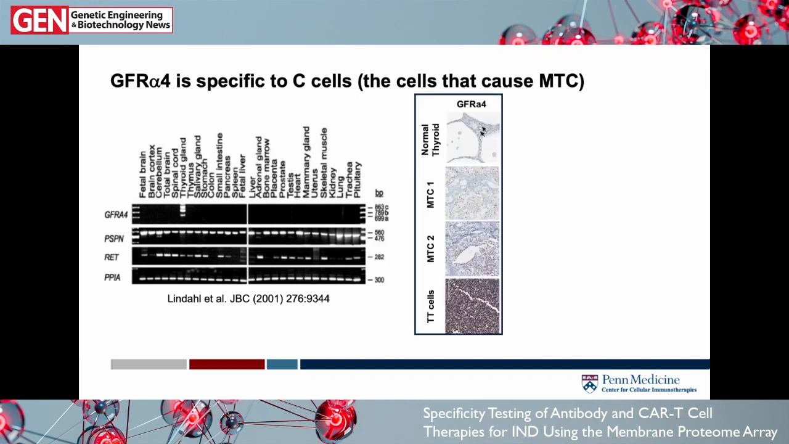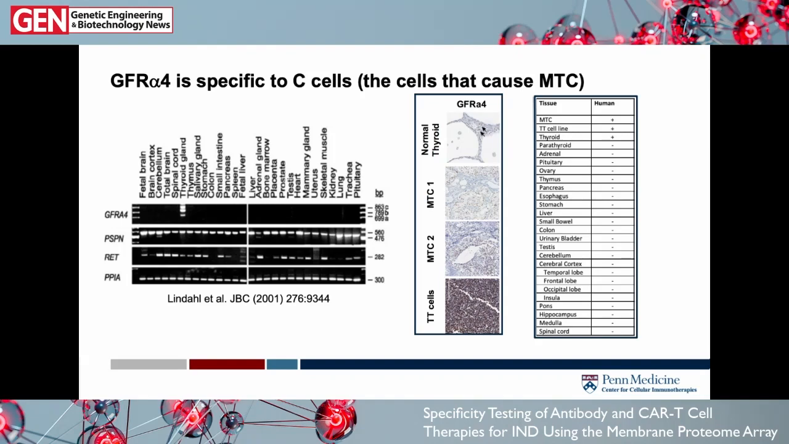We then performed staining of tissues or cells for GFR alpha 4 transcripts. Shown here at the top shows the presence of GFR alpha 4 mRNA in the parafollicular cells of normal thyroid, as well as in MTC case 1, which is Carlos's tumor, as well as in MTC case 2, another patient with MTC. TT cells represent a commercially available MTC cell line from which we made a pellet, fixed, embedded, sectioned, and stained for GFR alpha 4. TT cells also demonstrated the presence of GFR alpha 4 mRNA.